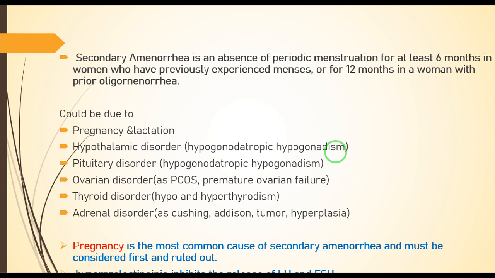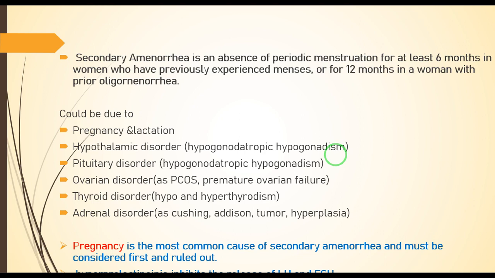So we can use hormonal analysis to exclude the first and most common cause of secondary amenorrhea, which is pregnancy and lactation. Another cause could be a hypothalamic disorder, and in this condition the defect is in the gonadotropin releasing hormone and results in hypogonadotropic hypogonadism.